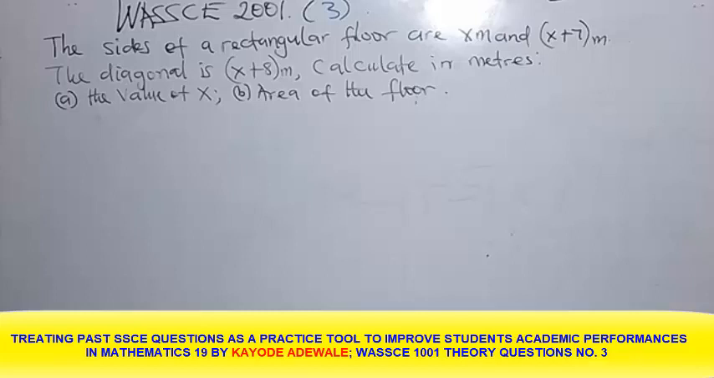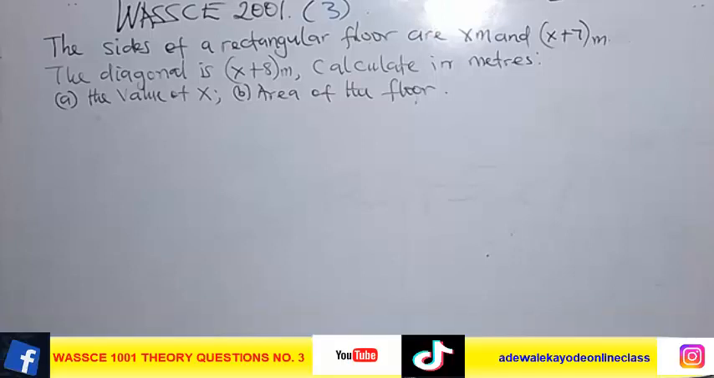This edition is looking at a question from our past SSCE questions, 2001, number 3. The question goes thus: the sides of a rectangular floor are x meters and x plus 7 meters, and the diagonal is x plus 8 meters. We are asked to calculate, in meters, (a) the value of x, and (b) the area of the floor.